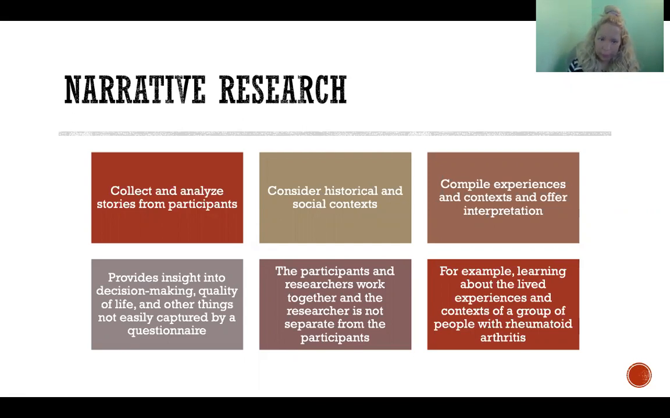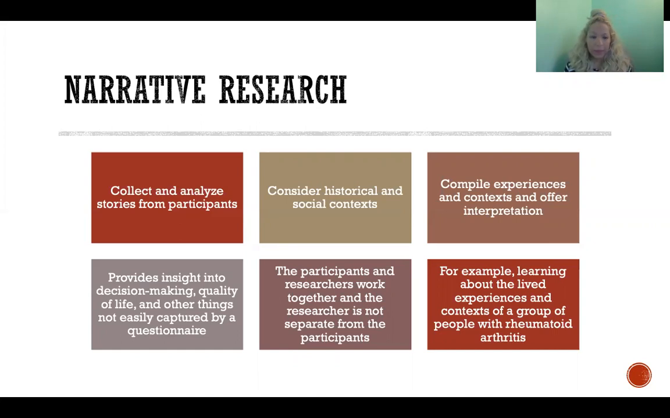This is a type of methodology that we use to collect and analyze stories from participants. In this type of research, we're trying to understand more about the lived experiences of a person or of a group of people, in the context of history and social contexts. In narrative research, the participants are working together with the researcher, as a team, to build this historical and social context and tell the story of what those participants' experiences are like, and then also to interpret those experiences in those contexts.